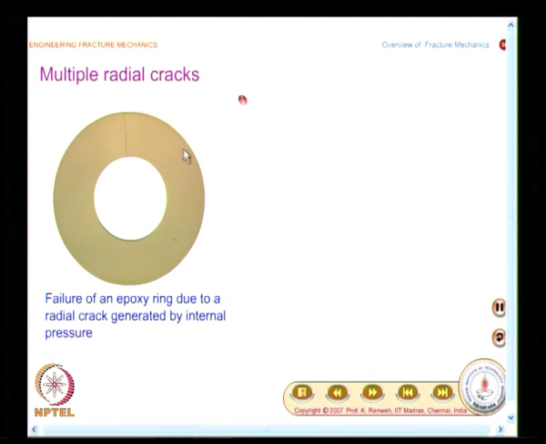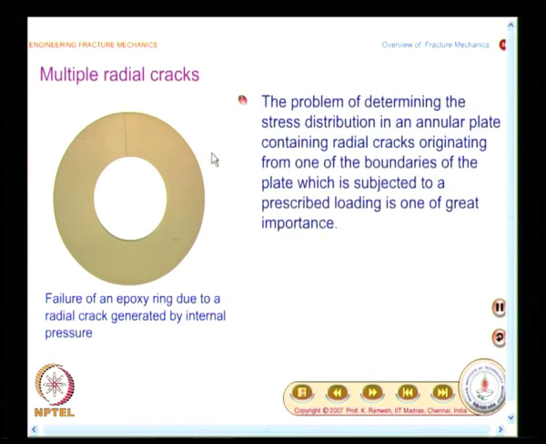We would take up another important problem which you come across in engineering, where you have essentially an annular plate, and in this plate what is done is you insert an oversized rod. By that you are introducing a pressure on the inner surface, and what was observed was you find a crack progressing in a radial direction and the whole specimen got fractured.